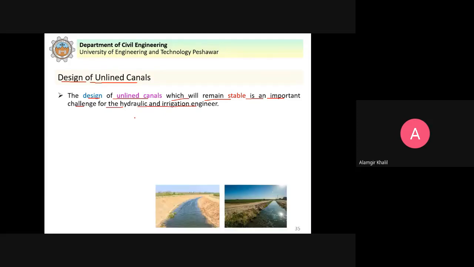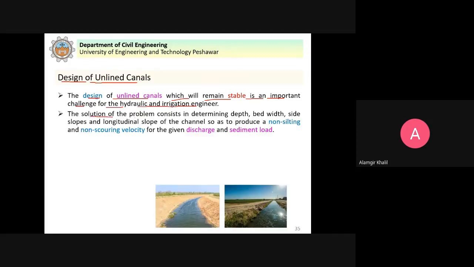So design of unlined canals which will remain stable, this is an important challenge for hydraulic and irrigation engineers. The solution of the problem consists in determining depth, bed width, side slopes, and longitudinal slope of the channel so as to produce a non-silting and non-scouring velocity for a given discharge and sediment load. Clear? So how to solve this problem?